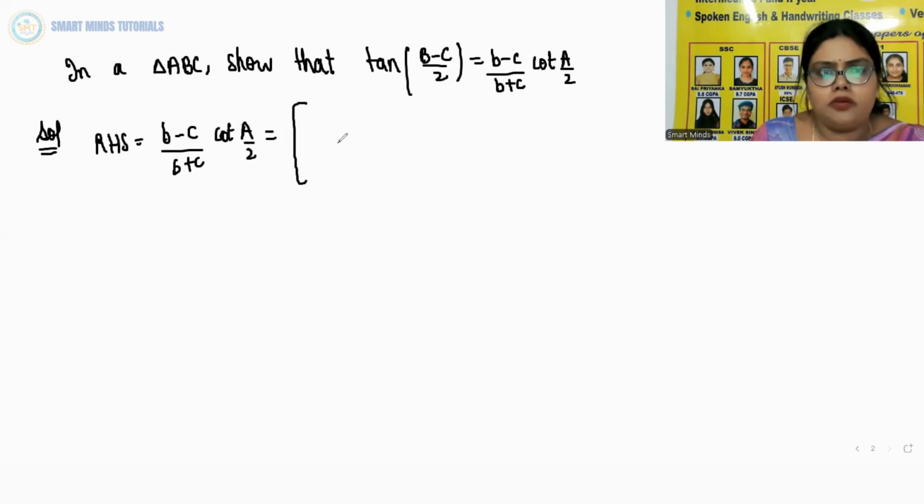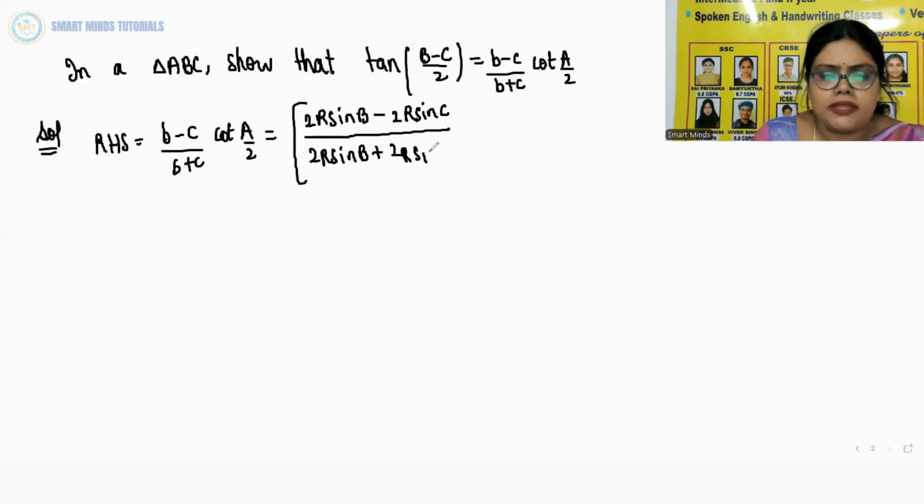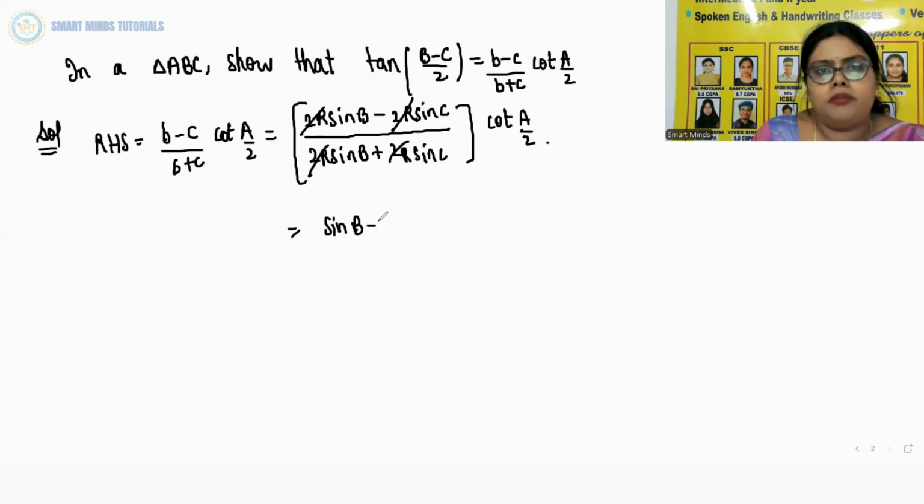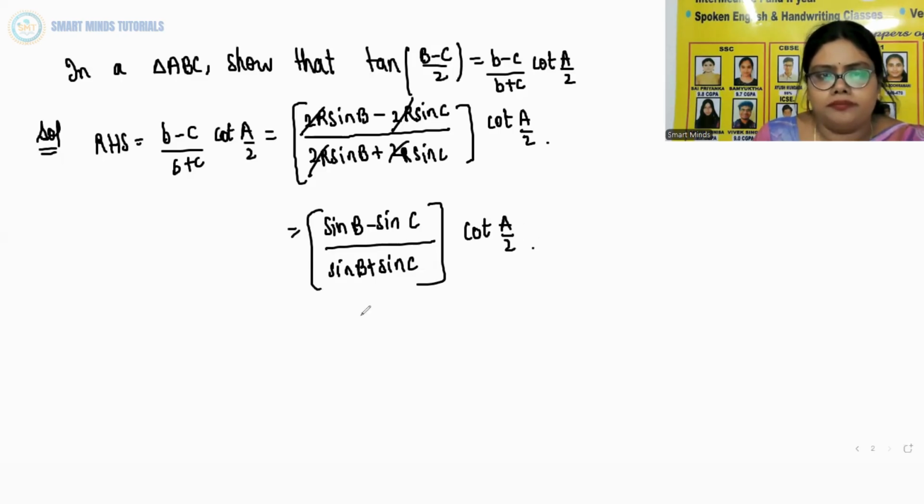Now from sine rule we can write B as 2R sine B. C we can write as 2R sine C. So it is 2R sine B minus 2R sine C by 2R sine B plus 2R sine C into cot A by 2. Now 2R, 2R cancel. So sine B minus sine C by sine B plus sine C into cot A by 2.